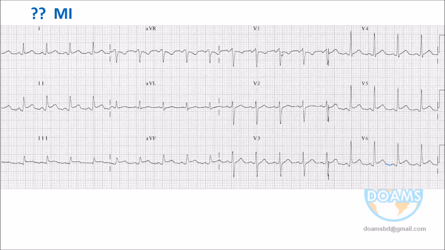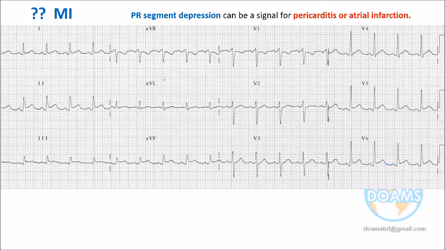Okay, anybody else telling the diagnosis? No one. PR segment depression. So you are thinking that this is inferior MI now. Okay, 2, 3, AVF. Is there any other ST elevation anywhere? Doctor? So we are thinking before, this is inferior myocardial infarction. But is there ST elevation anywhere else?